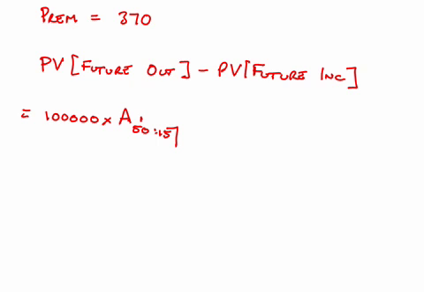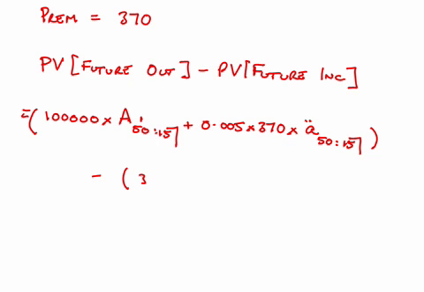We also have future expenses to think about, and the expenses we were told were 0.5% of every premium. So the future expenses are going to be 0.005 multiplied by that premium, 370, multiplied by the present value of those future premiums, which is an annuity in advance to a 50-year-old for a term of 15 years. That's all our future outgo. We have to deduct from that the present value of our future income, and our income again is just the premiums, so that's £370 multiplied by ä50:15.